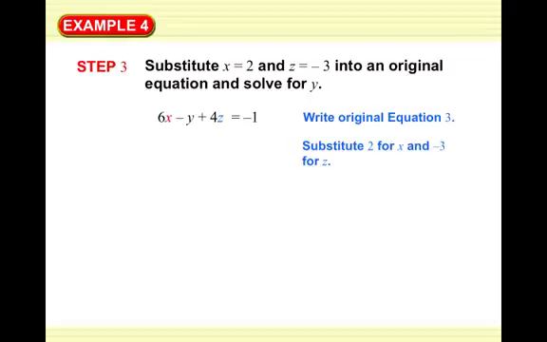So I'm going to plug in 2 for x and negative 3 for z. And so that's going to give me 12 minus y plus negative 12 equals negative 1. So negative y equals negative 1. Divide by negative 1, you get y equals 1. So your final answer is going to be (2, 1, negative 3).